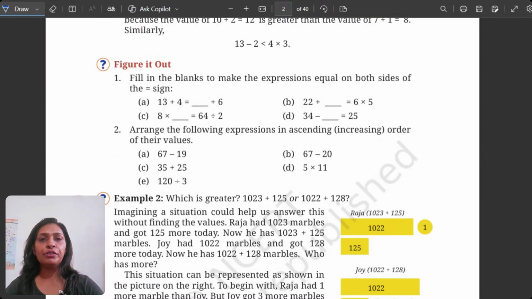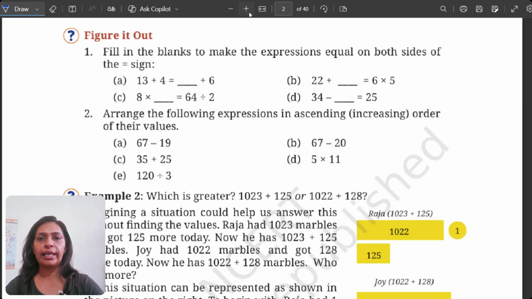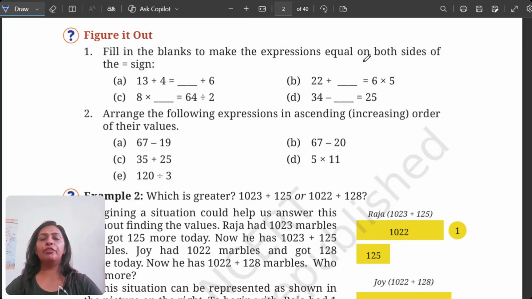Now we have the first one, so figure it out. Let's explore it together and see if we can get the answer. We have to fill in the blanks to make the expression equal on both sides of the equality sign.